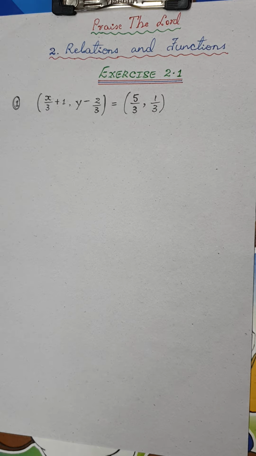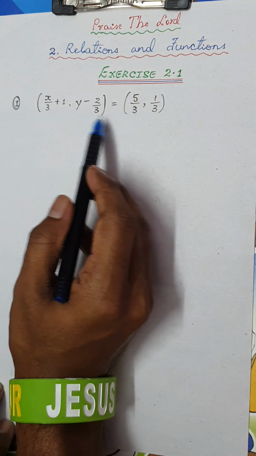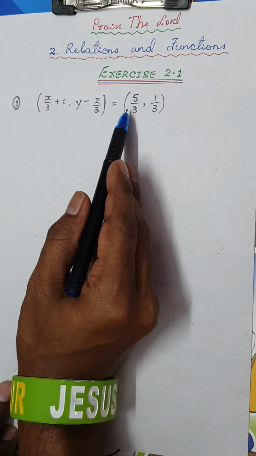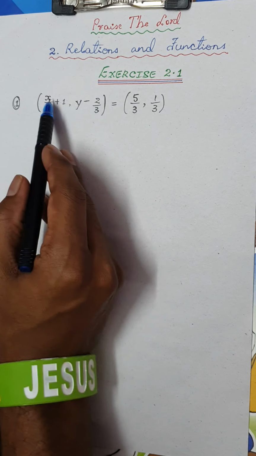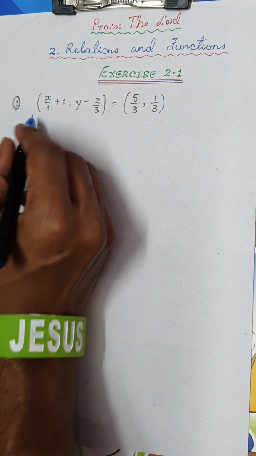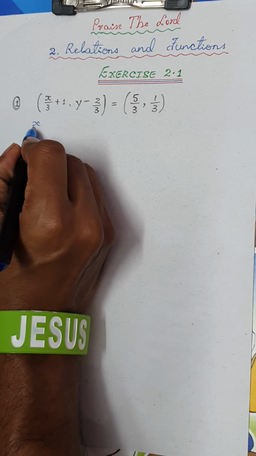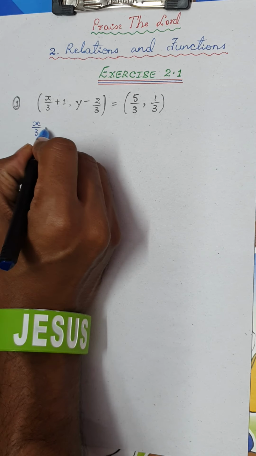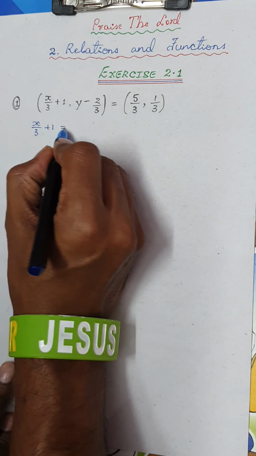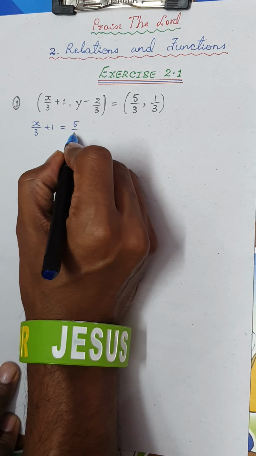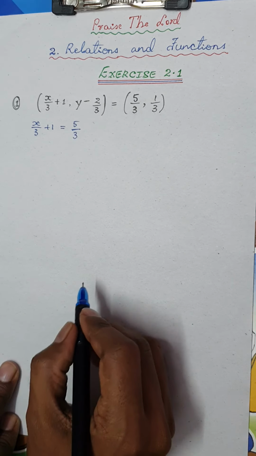Okay. So I've written down the given ordered pairs. Now what do you mean by ordered pairs are equal? So if the ordered pairs are equal, then the corresponding terms are equal. So what are the corresponding terms? I have x/3 + 1. This is equal to 5/3. From this I'm going to get the value of x.